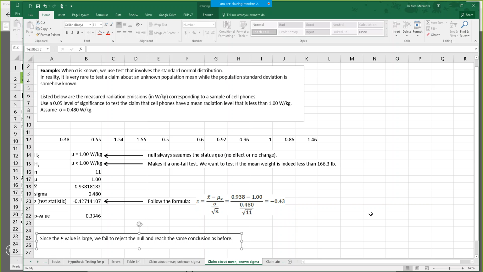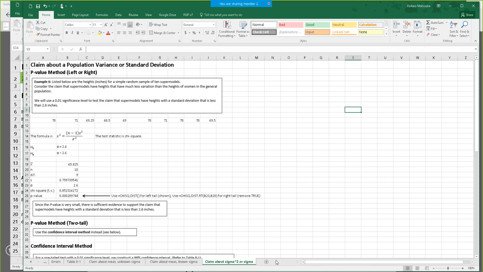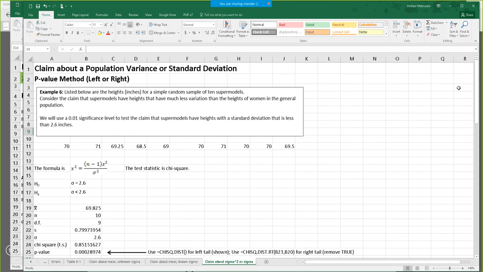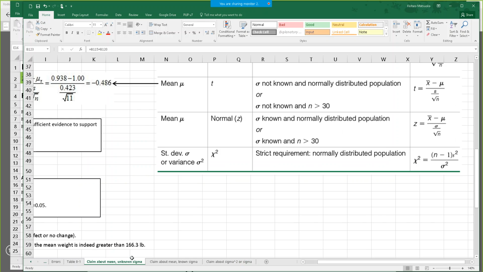So we looked at the proportion and the mean in both cases. So the last parameter we're going to be looking at is the standard deviation or the variance. Okay. So if you're looking at the claim about the population variance or standard deviation, here's the section you need to look at. So before I move on, let's just clarify one thing. So which test statistic do you use? I mentioned chi-squared. So we're going to be looking at chi-squared.